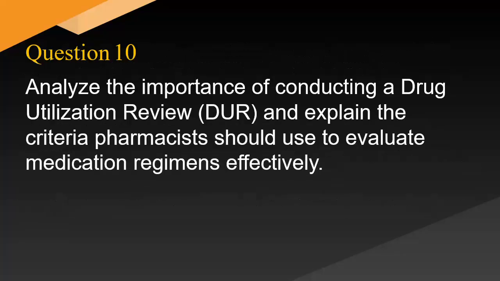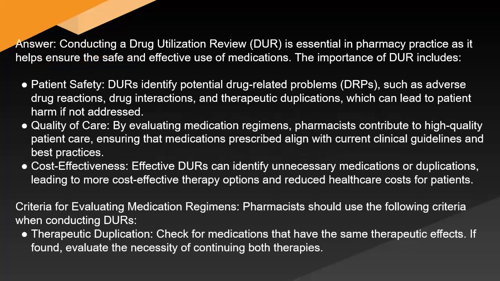Analyze the importance of conducting a drug utilization review and explain the criteria pharmacists should use to evaluate medication regimens effectively. Answer: Conducting a drug utilization review (DUR) is essential in pharmacy practice as it helps ensure the safe and effective use of medications. The importance of DUR includes patient safety. DURs identify potential drug-related problems, or DRPs, such as adverse drug reactions, drug interactions, and therapeutic duplications, which can lead to patient harm if not addressed.